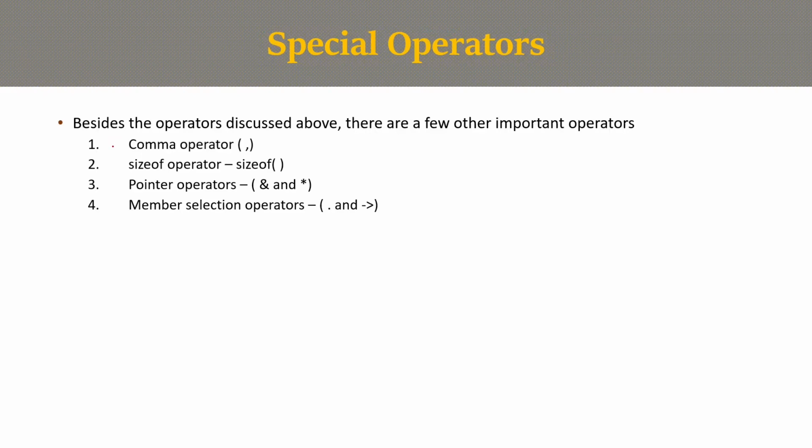So we have some special operators besides the operators that we have discussed. The first is the comma operator. The next is the sizeof operator. Afterwards, we have the pointer operators, which are the & symbol and the * symbol. We'll get to know about these later on. And lastly, we have the member selection operators, which are the dot and the forward arrow. These are our special operators, and we will get to know them in later classes.